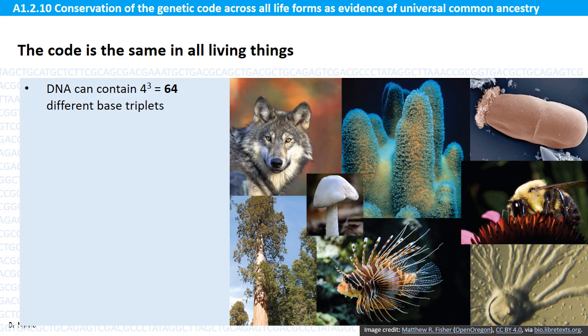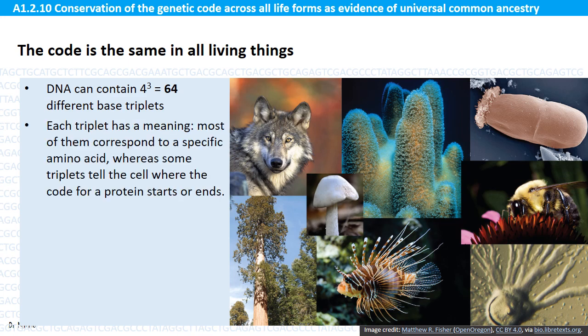DNA can contain 4 to the power of 3, that's 64 different base triplets. Each triplet has a meaning. Most of them correspond to a specific amino acid, whereas some triplets tell the cell where the code for a protein starts or ends.